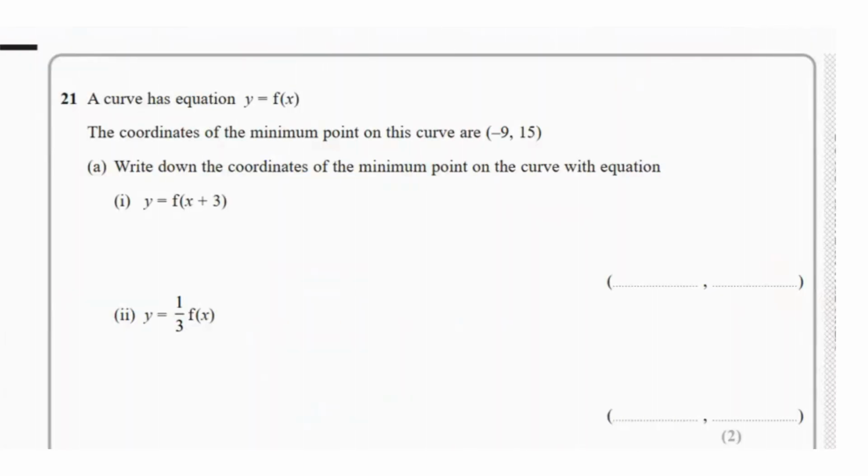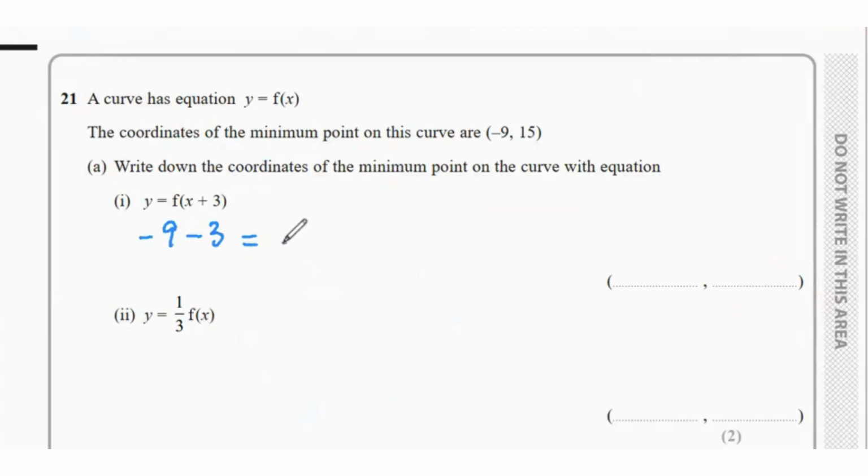Then in this one, it says a curve has equation y equals f of x. Coordinates of the minimum point on the curve are negative 9 and 15. Write down the coordinates of the minimum point on the curve with equation y equals f of x plus 3. So over here, once again, we're directly adding something to x, which means we will subtract that from the x coordinate. That's going to be negative 12. Y remains exactly the same.